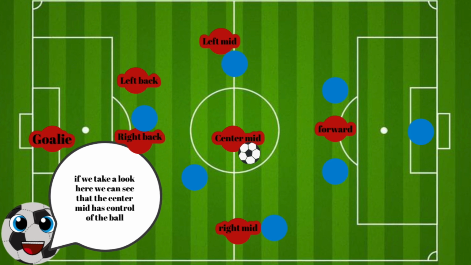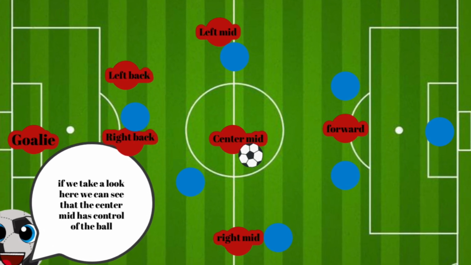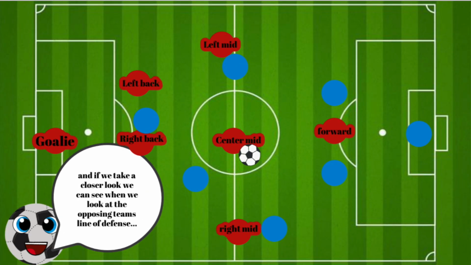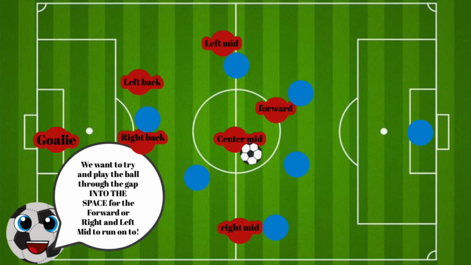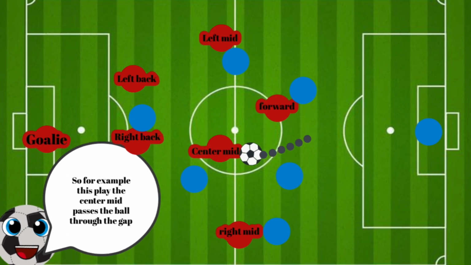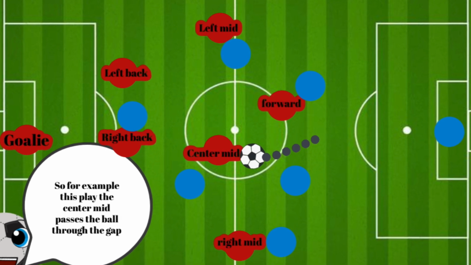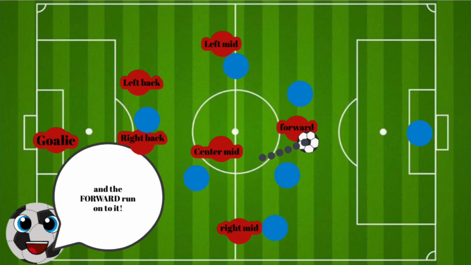If we take a look, here we can see that the center mid has control of the ball. And if we take a closer look, we can see when we look at the opposing team's line of defense, gaps. We all want to try and play the ball through the gaps into the space for the forward or right and left mid to run onto. So for example, this play, the center mid passes the ball through the gap and the forward runs onto it.